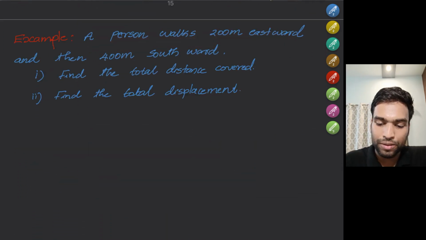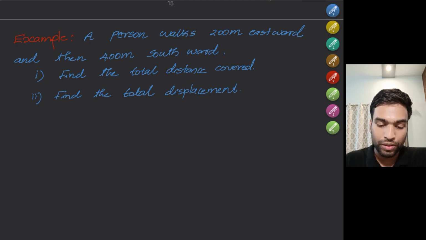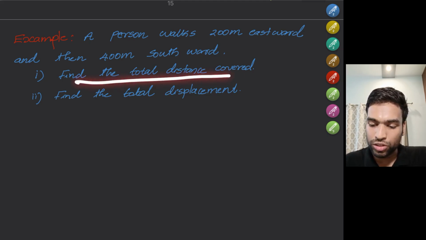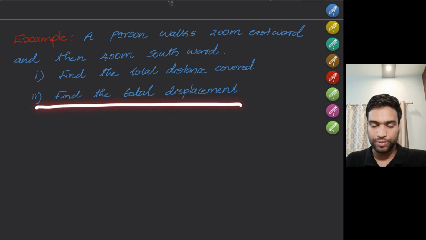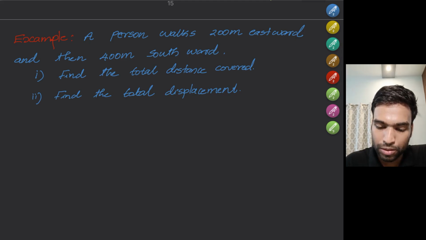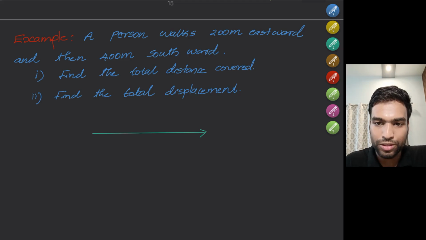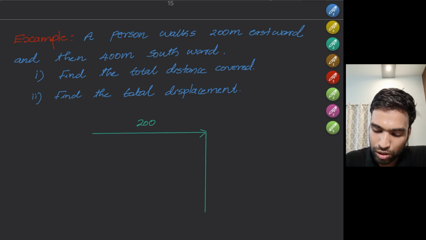As an example, a person walks 200 meters eastward and then 400 meters southward. The first question is, find the total distance covered, and the second question is, find the total displacement. For that, let's draw a small diagram. First, a person walks 200 meters eastward. So let's denote that 200 meters eastward. After that, the person goes southward.